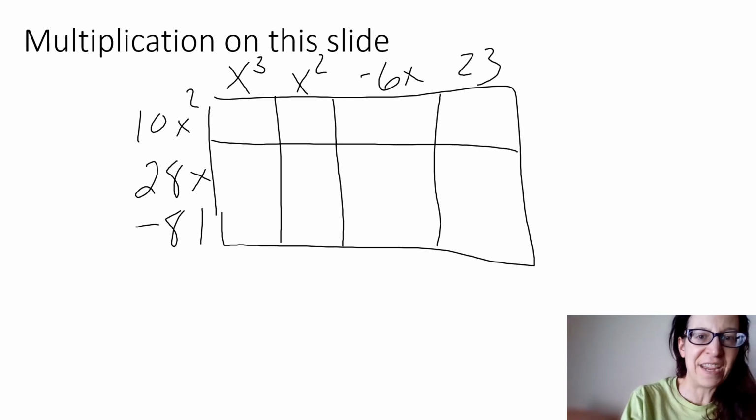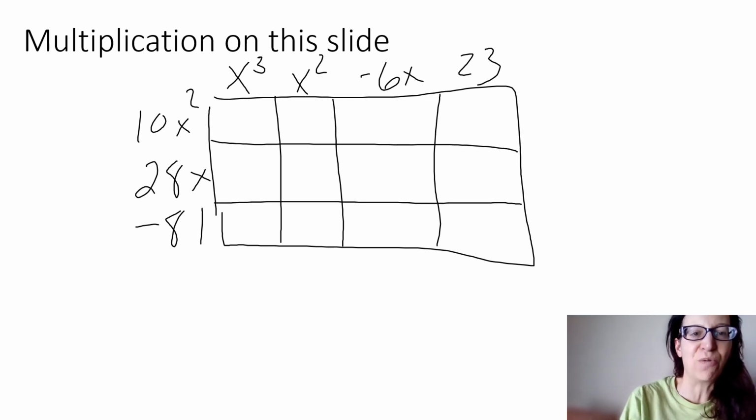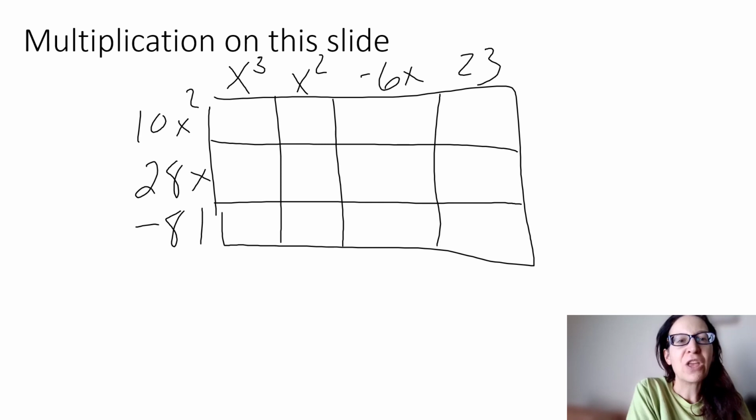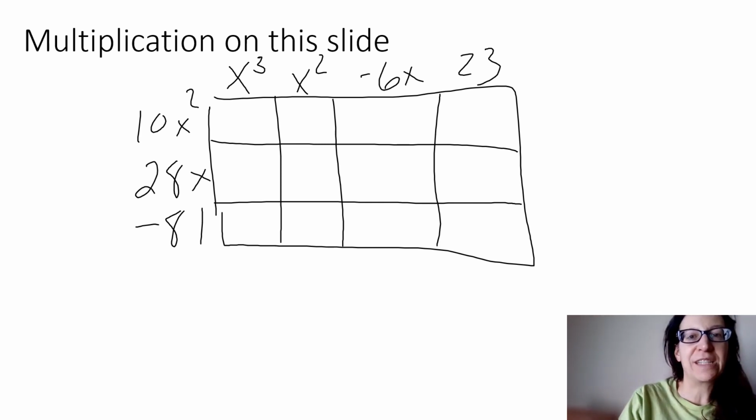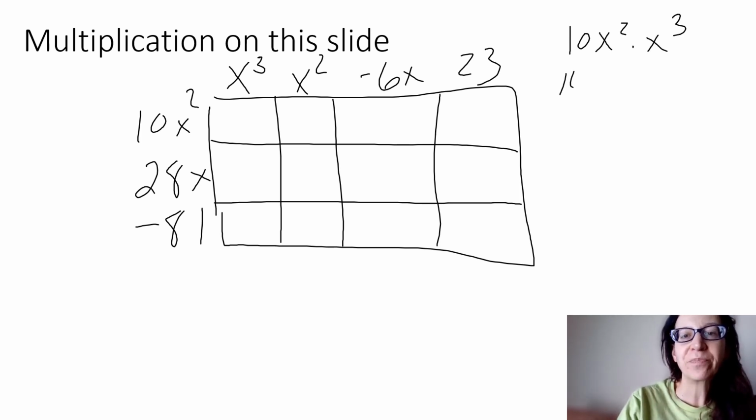Well, that's fantastic. So make sure that you are allowing yourself plenty of space. And essentially, we're going to multiply everything through here. I will absolutely be using my calculator for this. And then we add up all the little areas to give us the area of the whole thing. So just as a quick little aside, if I have to do 10x squared times x to the third, which would be that first multiplication, okay?